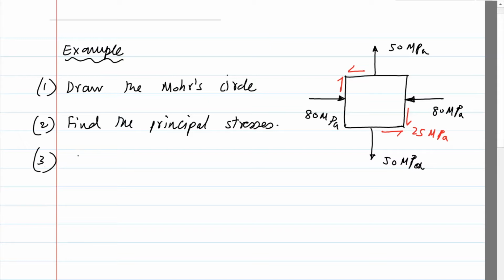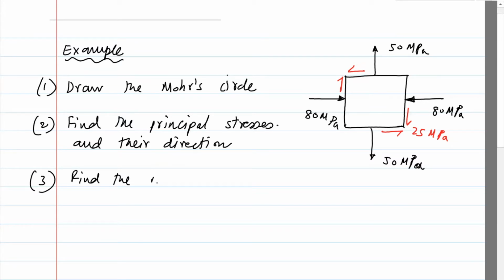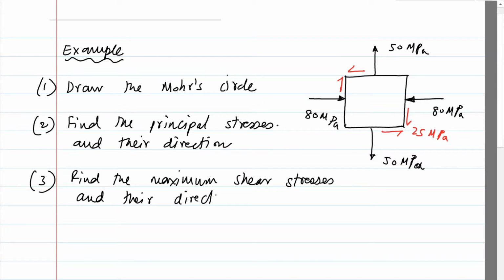3, find. So let's do one thing. Let's find the principal stresses and their direction. And then find the maximum shear stresses and their direction. So pretty much everything we talked about so far, but using Mohr circle.